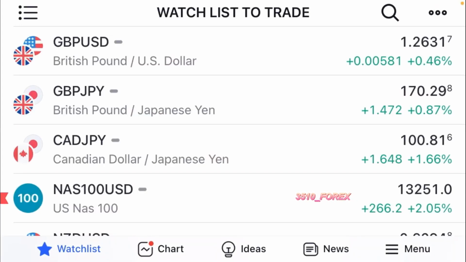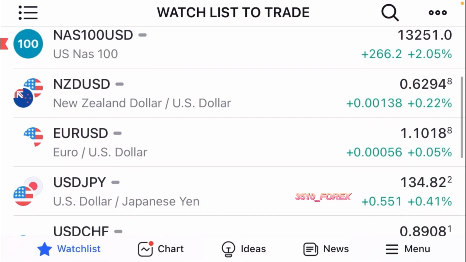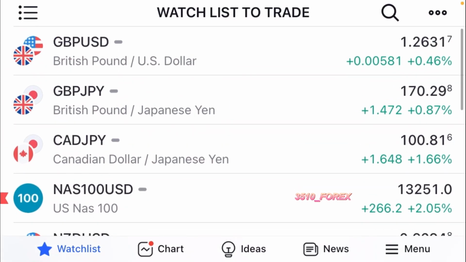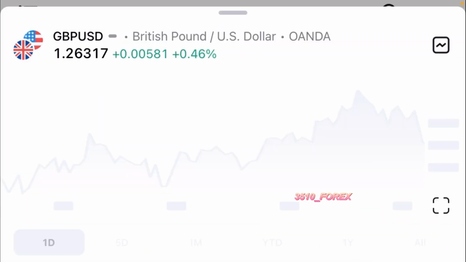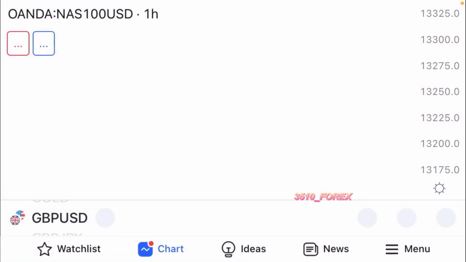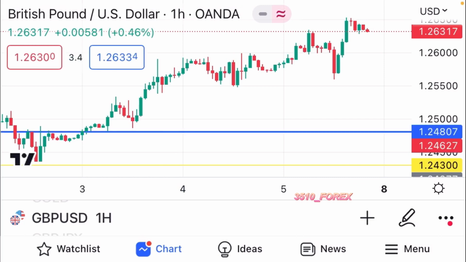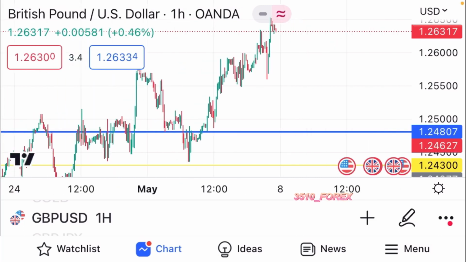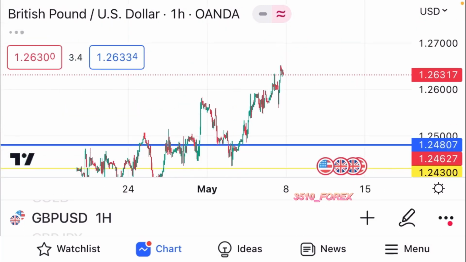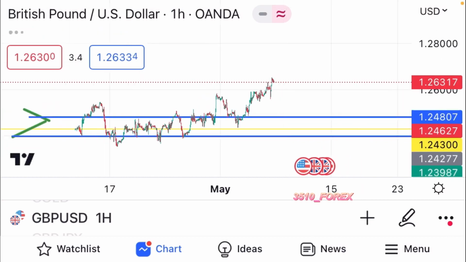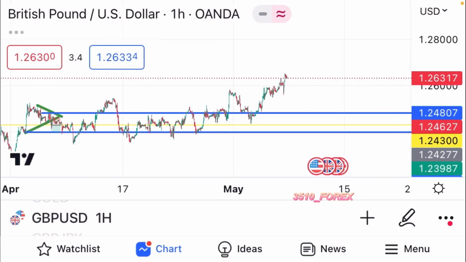Today we are analyzing currencies and we'll analyze Nasdaq, I think. But first, let's start with GBPUSD because we didn't analyze GBPUSD this week. So let's see what we have.